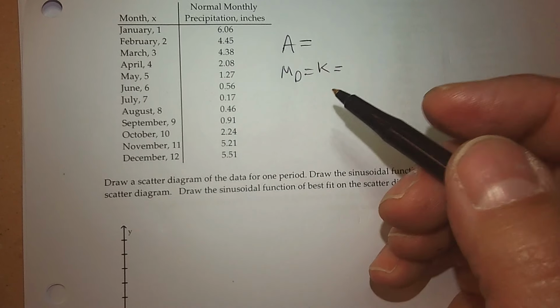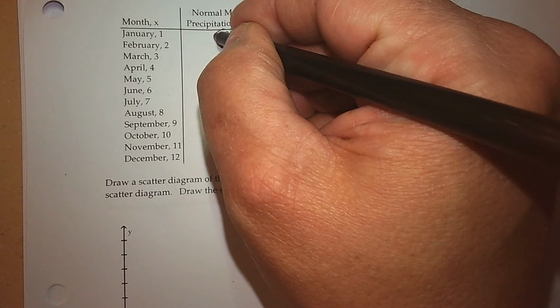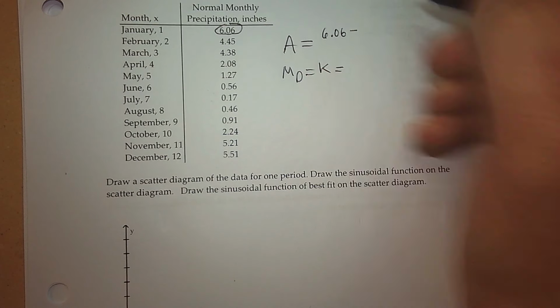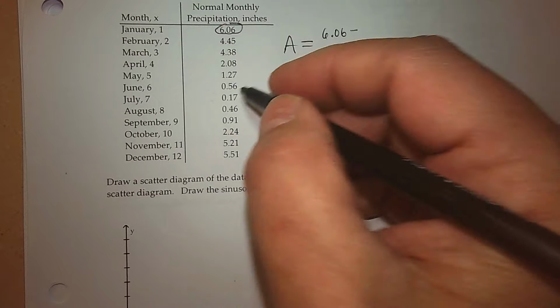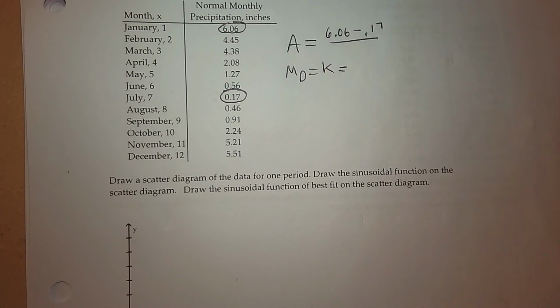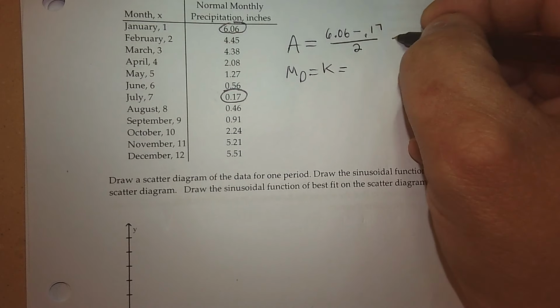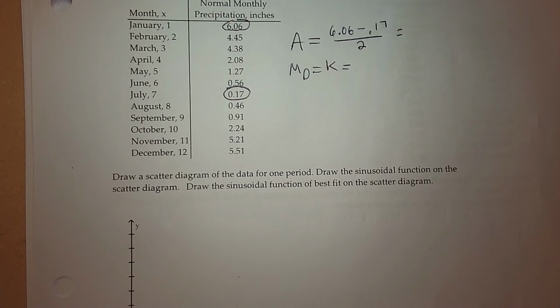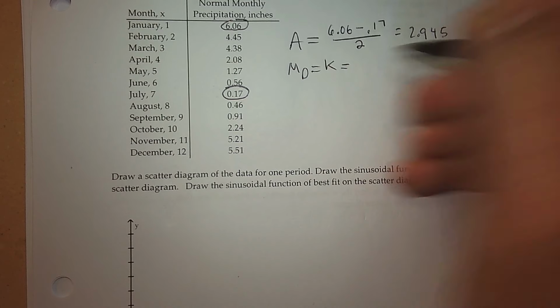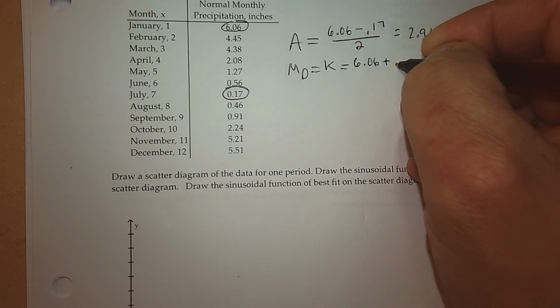Now, if I'm looking for my maximum, what number am I going to use for my maximum? 6.06. What's our minimum? 113. And then divide by 2. So can you find the amplitude, please? And our amplitude is 2.945. How do I find the midline with the same numbers? I add them.